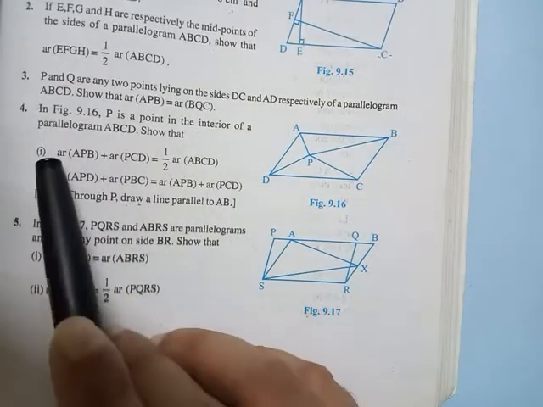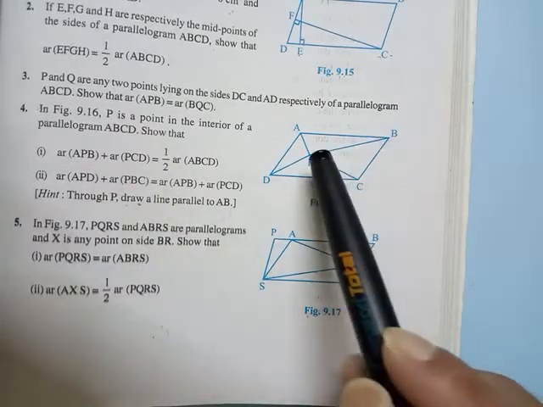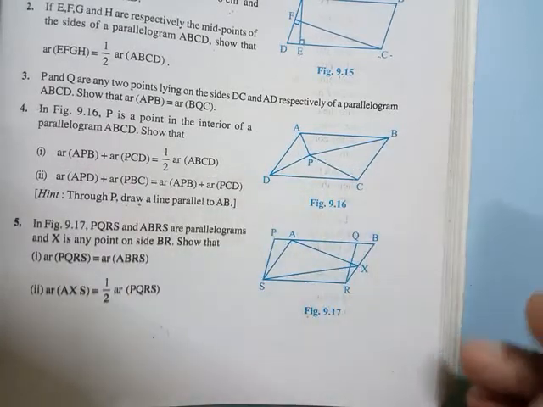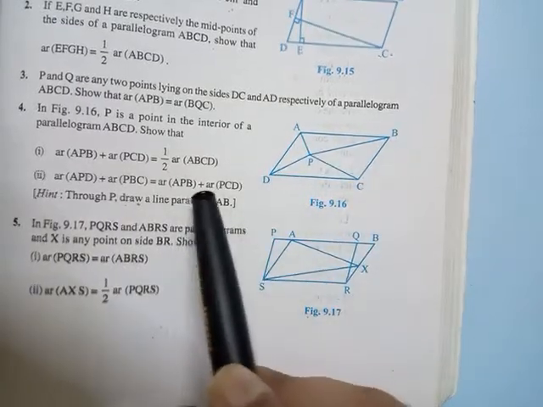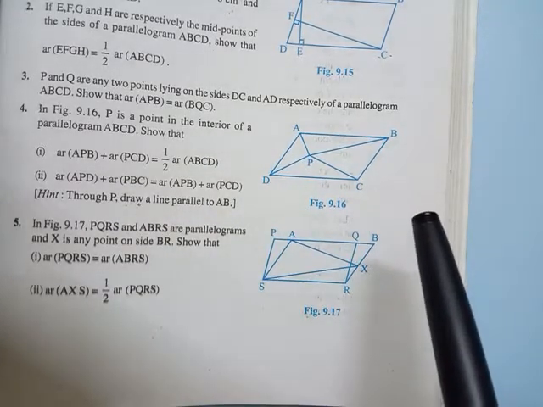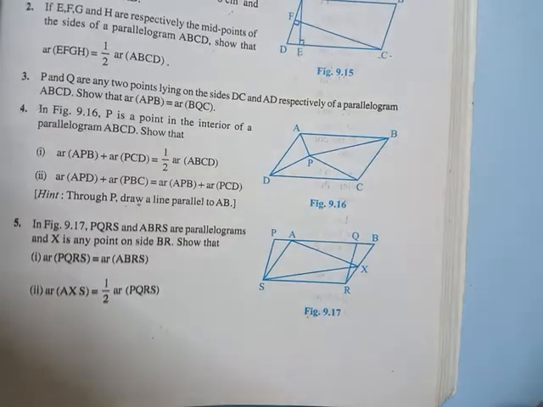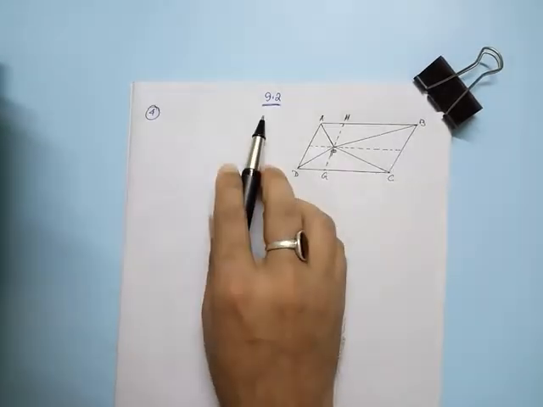So here in these questions we have to prove two things. One, Roman 1, area APB plus area PCD equal to half area ABCD, and Roman 2, area APD plus area PBC equal area APB plus area PCD. Okay, so these are questions. Now let's have a look how to solve this one. Student, so this is the diagram of question number 4, 9.2.